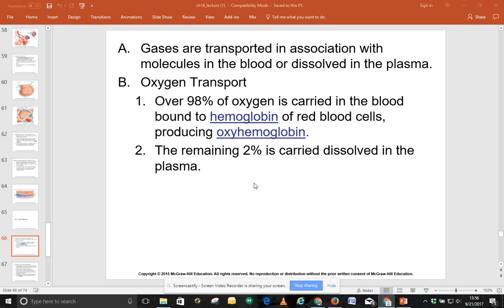Over 98% of your oxygen is carried in the blood bound to hemoglobin that is located on the red blood cells. And when you have hemoglobin that has oxygen, we call that oxyhemoglobin. So you kind of put the two words together. Oxyhemoglobin is oxygen on hemoglobin. The remaining 2% is carried dissolved in plasma. So not a whole lot. The majority of your oxygen is transported as oxyhemoglobin, which is the oxygen attached to the hemoglobin.